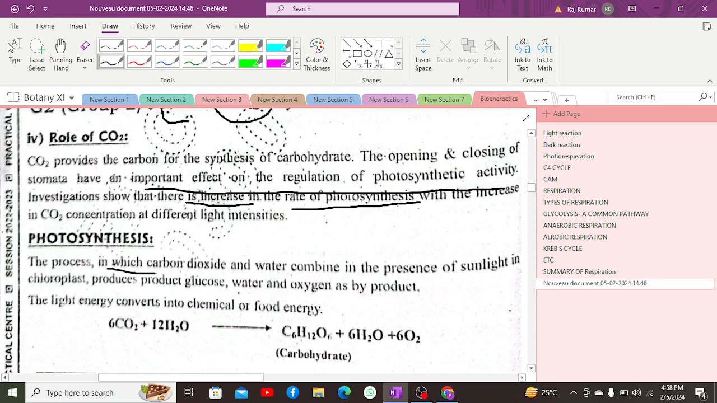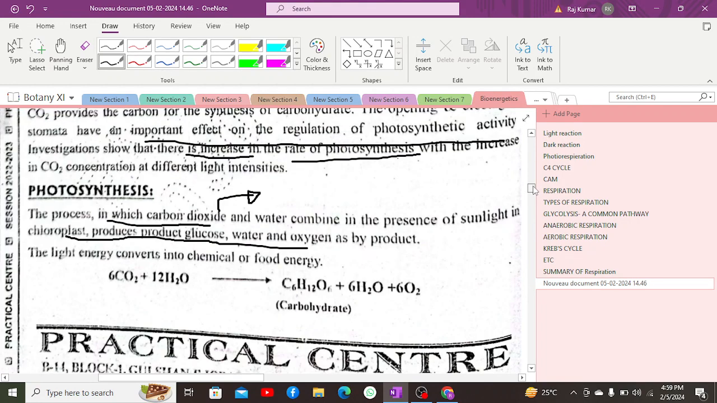Photosynthesis is the process in which carbon dioxide and water combine in the presence of sunlight in chloroplast, producing glucose as the product, with water and oxygen as byproducts. In it there is a reduction of carbon dioxide as well as oxidation of water in order to produce glucose.